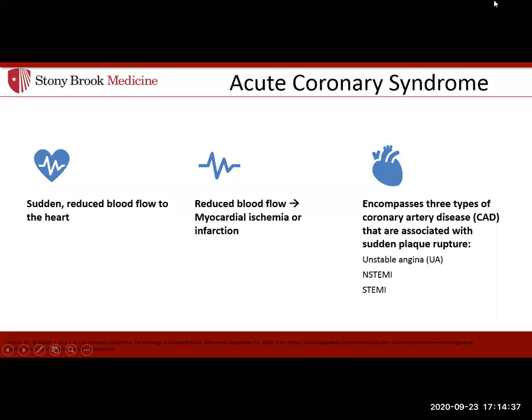So we just want to go over what exactly is acute coronary syndrome. So what it is, there's a sudden reduced blood flow to the heart, and this reduced blood flow can cause any type of myocardial ischemia or infarction. And what ACS describes is it's basically an umbrella that encompasses 3 different types of coronary artery disease that are associated with sudden plaque rupture. And those include unstable angina, NSTEMIs, and STEMIs.